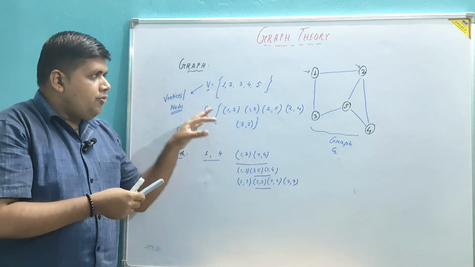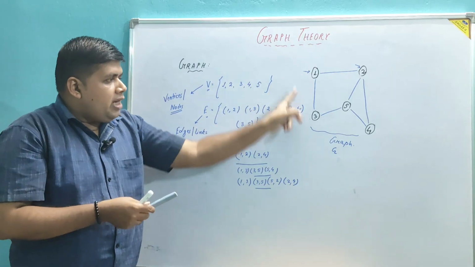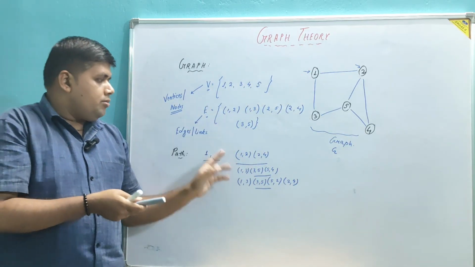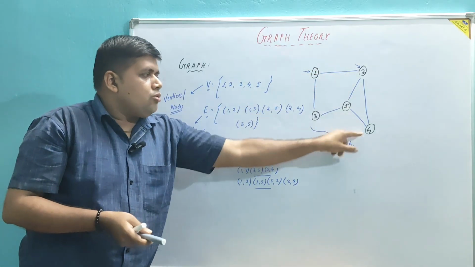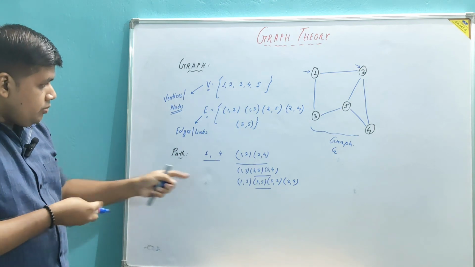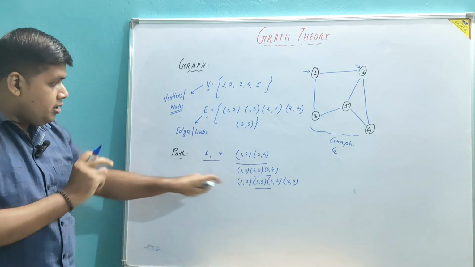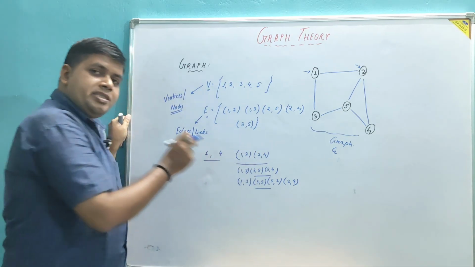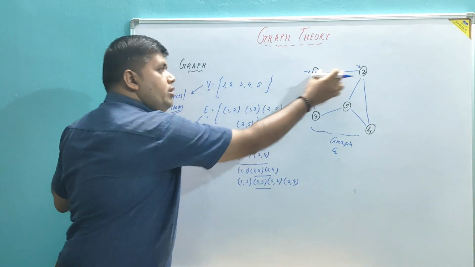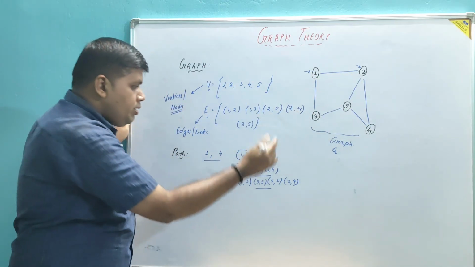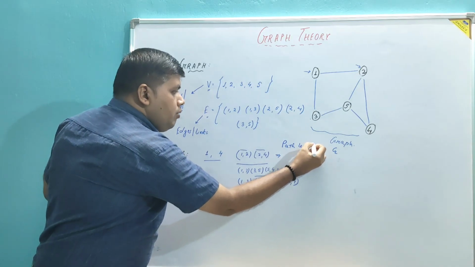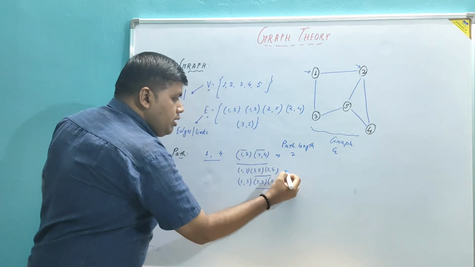Out of that, if a traveler wants to travel from 1 to 4, they will use the path which is shortest. Generally they will take the path 1 to 2, 2 to 4, because this will be a direct path. The number of edges associated with a specific path is called path length. 1 to 2 is one edge, and 2 to 4 is another edge. What is its path length? It is 2.